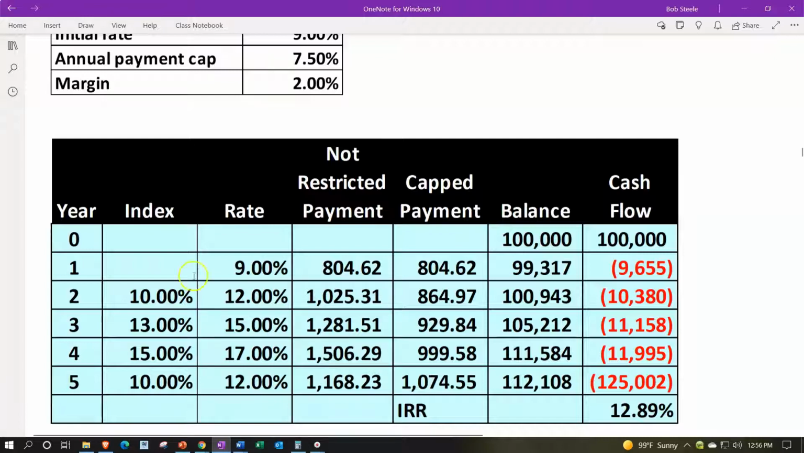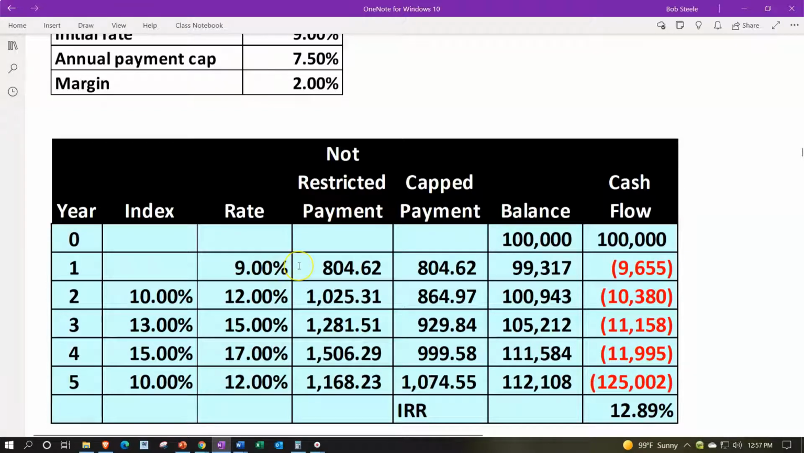So in year 2, you've got the 10%, which we increase by the margin to 12%. Index in year 3, 13%, increased by the margin of 2% to 15%. Year 4, 15%, increased by the margin of 2% to 17%. Year 5, 10%, increased by the margin of 2% to 12%. So no caps are involved there in terms of the rate.